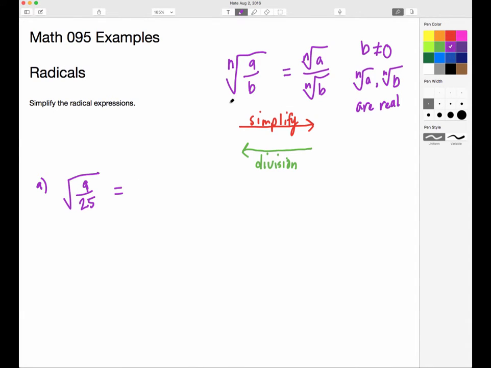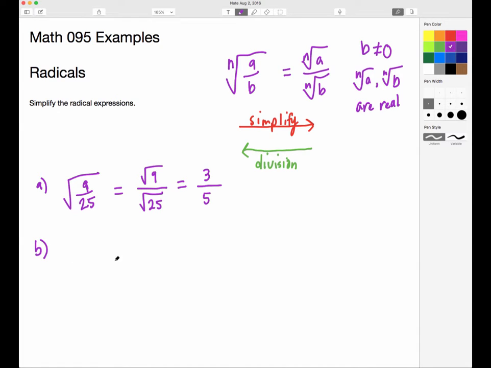So I'm going to use the simplify direction and rewrite this as the square root of 9 divided by the square root of 25. And then I go to each part and try to take the square root. So the square root of 9 is 3, and then the square root of 25 is 5. So now we actually have a really nice answer of 3/5. Before, the square root of 9/25 as it was couldn't be simplified, but by using this rule, we can get down to a nice answer of 3/5.